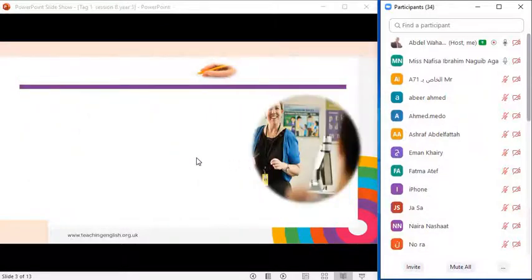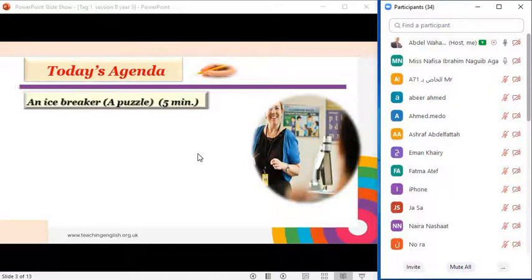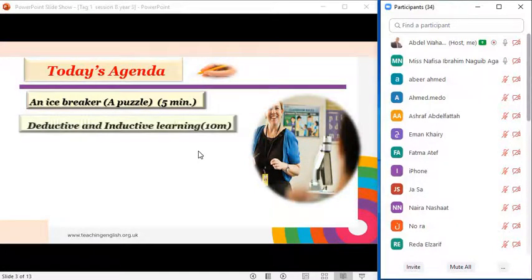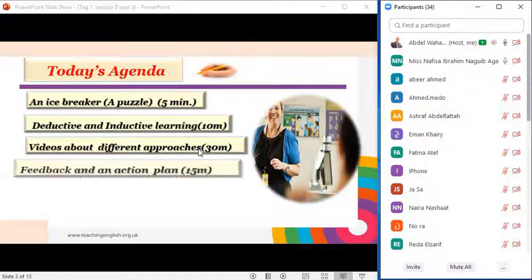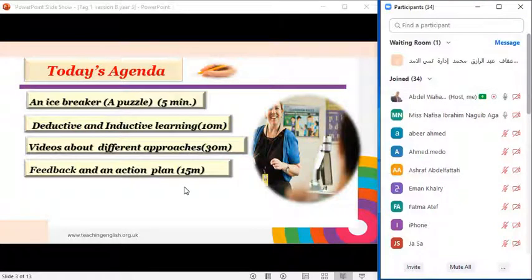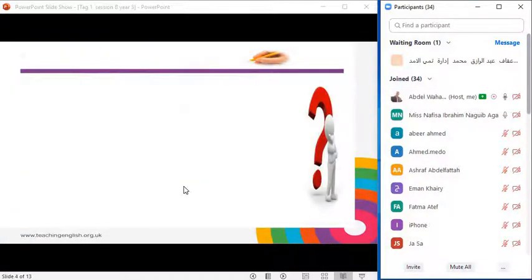Let's start with our agenda today. We start with an icebreaker. This is a puzzle. The second is deductive and inductive learning. This is a video about deductive and inductive learning. The other videos about different approaches, we talk about them in the last session. And the last one is feedback and an action plan. Let's start with our session today.